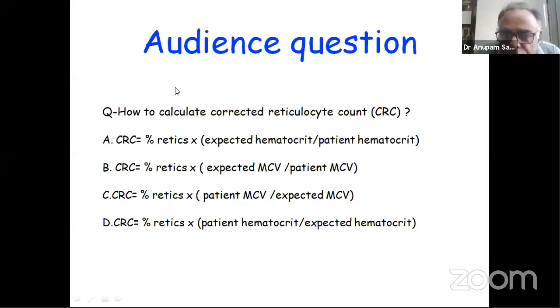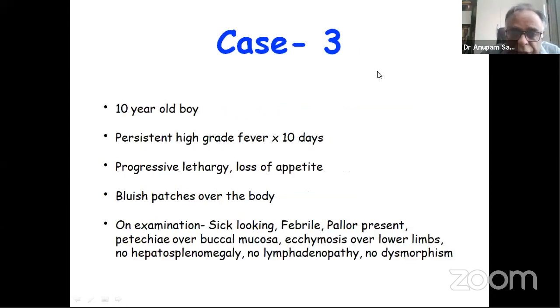I think people have learned from Dr. Butt's lecture, and they must be knowing this very well because we've been reiterating it for years and years together. It's the packed cell volume: the patient's hematocrit divided by the expected hematocrit, into the retic count, which gives us the corrected rate.